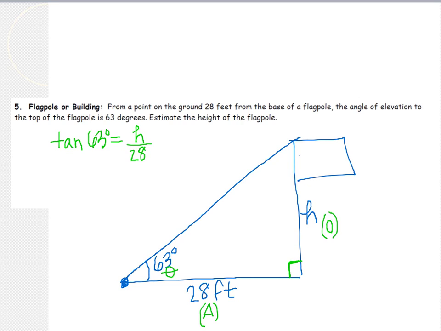Now I'm going to cross multiply. So I'll make this a fraction and cross multiply. 1 times h is h equals 28 times the tangent of 63 degrees. And if you put that into your calculator, you'll find that your height is approximately 54.95 feet.